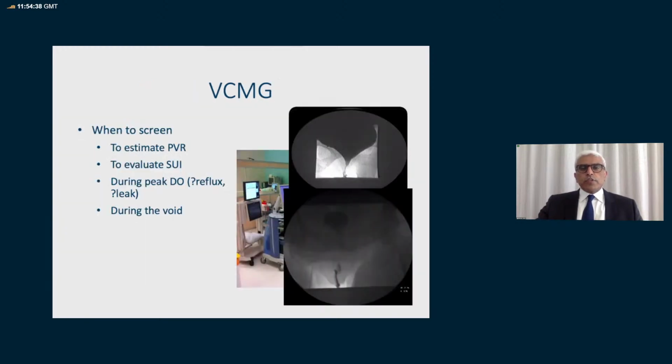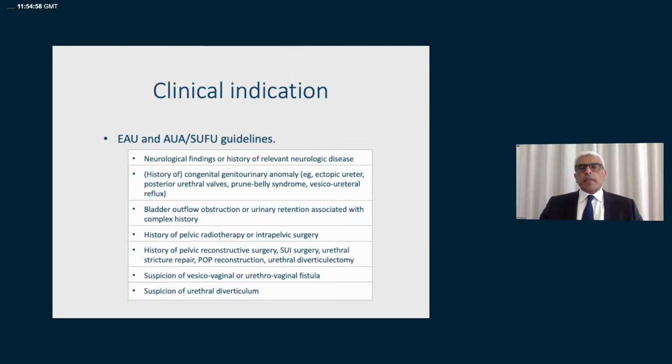The important thing in urodynamics is to know when to screen. So you can do the screen at the start to see what the post-void residue is, to evaluate for urinary incontinence during peak detrusor overactivity with a reflux, and during the voiding. So you can see all these things.